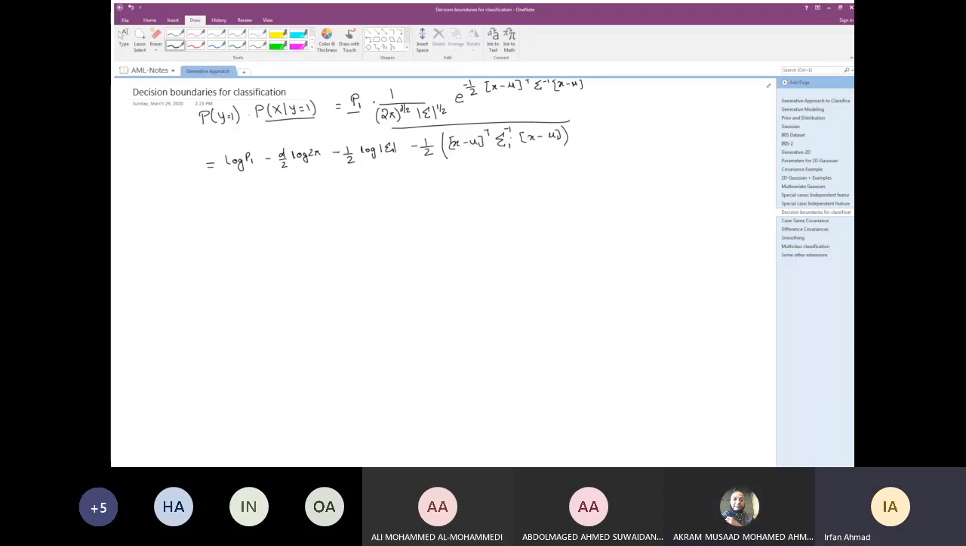Those terms which involve X. The other things are in a sense constant. Once you have done your training, all those are constant, nothing changes. The only thing which changes in the test sample is the X. So we'll just focus on that, since the decision boundary depends on the value of X, that's the only variable here. So let's try to bring that forward. We are going to say this is nothing but minus half X transpose sigma 1 inverse X. So we have X transpose.